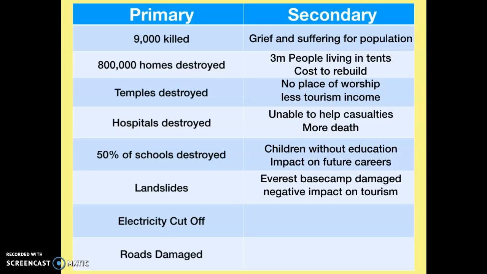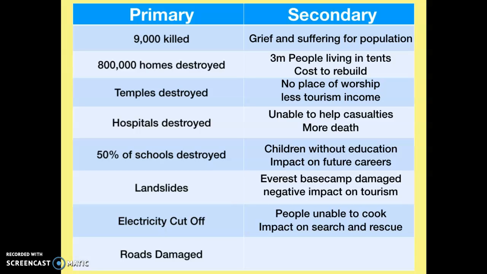So the secondary effect of that, people are going to be unable to cook. They don't have electricity. They might not have any other means of cooking, and without electricity, they didn't have light. They can't charge search lights. They can't charge satellite phones, mobile phones, that type of thing, and that's going to have a really big impact on the search and rescue and coordinating the search and rescue effort.